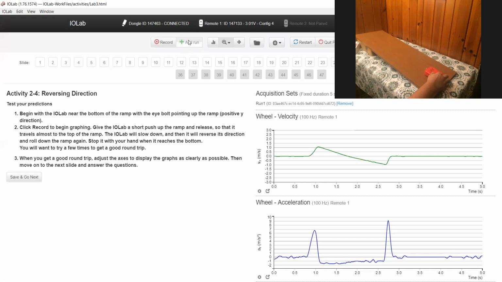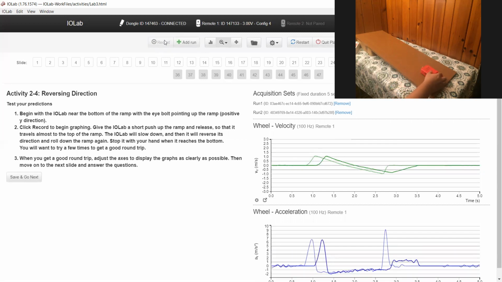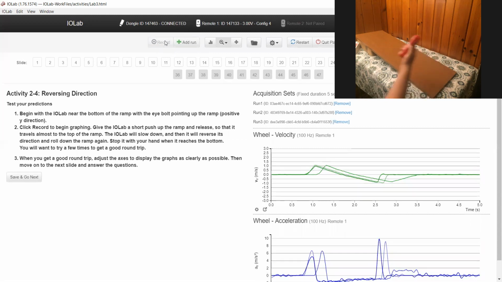Okay, add on, record. Let me give it a push, stop. That was not good, but still I got some result. The last one: add on, record. Let me give it a push, it comes back and then I stop it. I think everything was good. Let me stick with the first one.